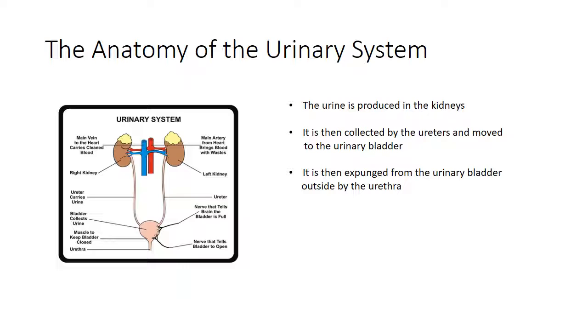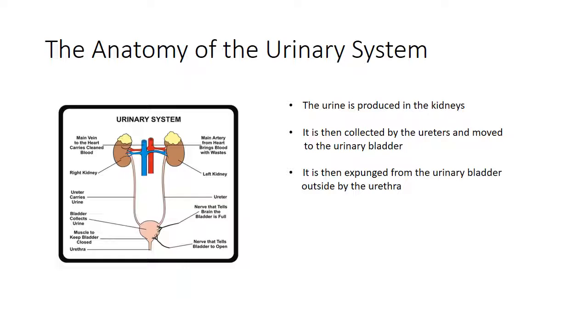For example, ammonia, urea, uric acid, all these nitrogen containing substances that are harmful and not removed through sweating, not removed through lungs, not removed through the gastrointestinal tract, not lost with feces. So the urinary system takes care of that. It gets rid of the toxic substances, especially nitrogen-containing substances.